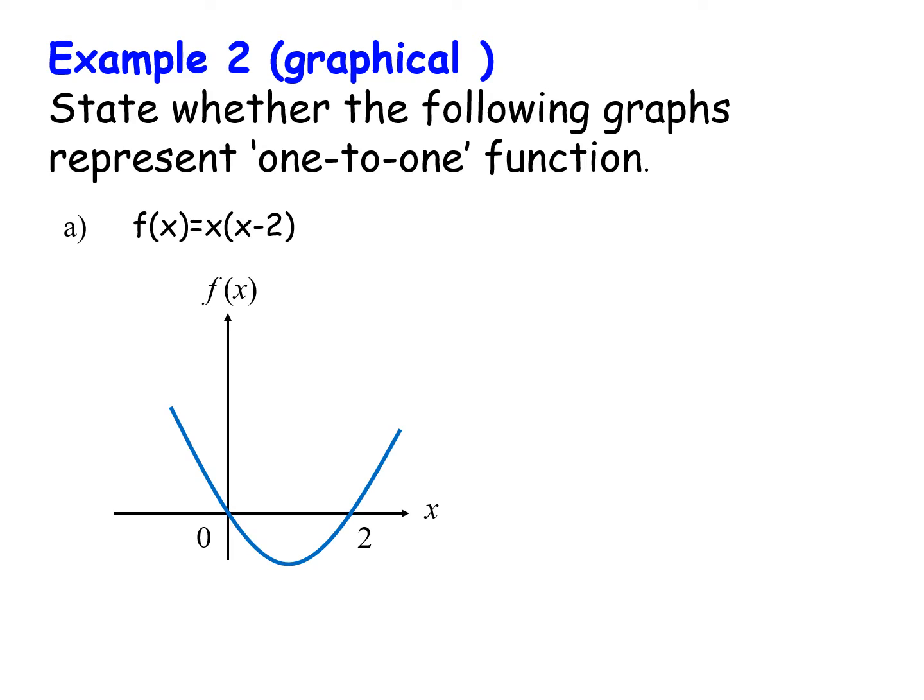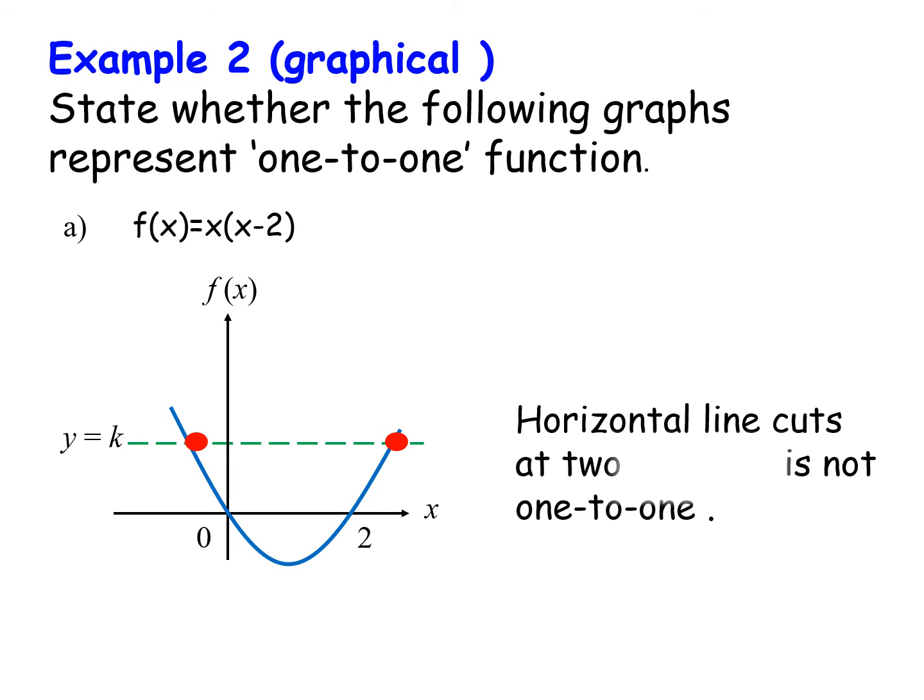Okay, to test whether this is one-to-one function, we use horizontal line test. So we draw a horizontal line, let's say, line y equals k. As we notice, the horizontal line y equals k intersects the graph at 2 points. So therefore, f is not one-to-one function.